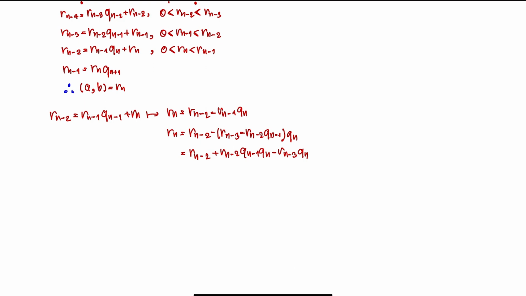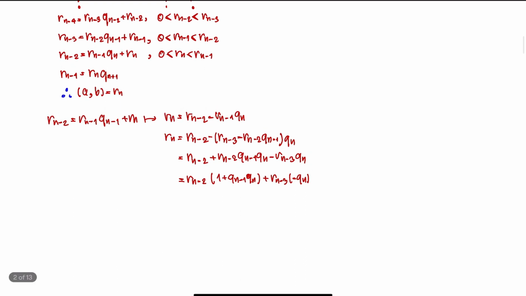The next thing we're going to do is to rewrite it as rn minus 2 times 1 plus qn minus 1 qn. And what happened to this term right here? So we have just plus rn minus 3 times minus qn.